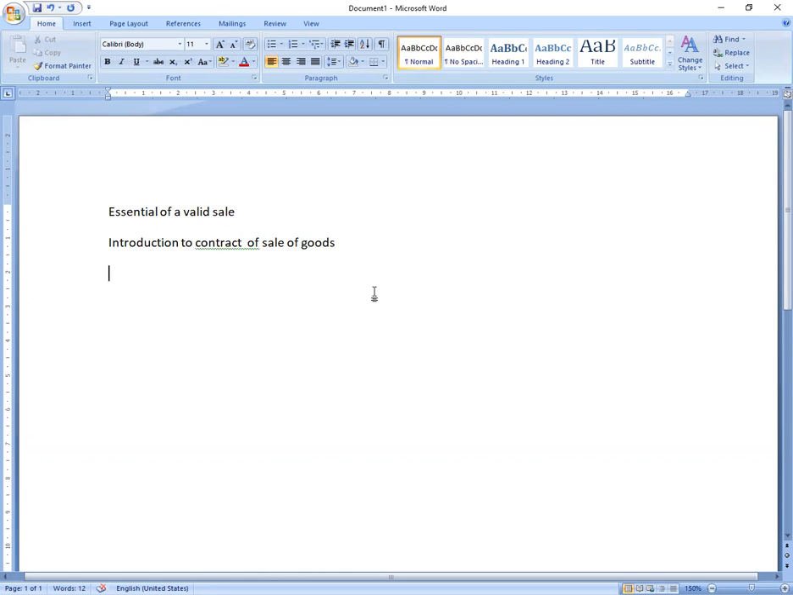Movable property is property that can be moved from one place to another place. Immovable property is not goods. So this is the introduction to the sale of goods.